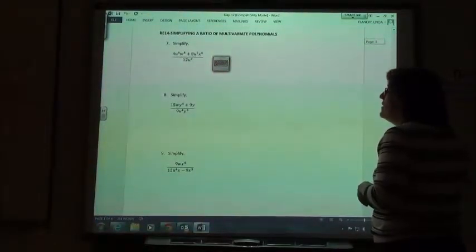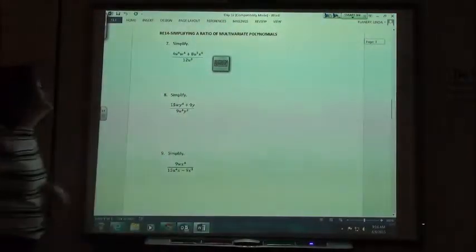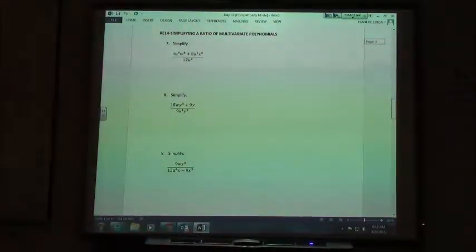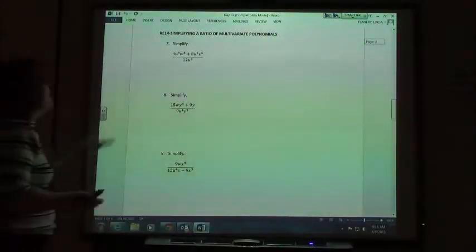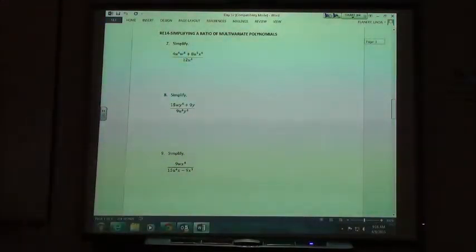7, 8, and 9 tell us to simplify our ratio of multivariate polynomials. Ratio, again, just tells me I have a fraction. Multivariate, there's more than one variable, and we've got polynomials up there. When I'm simplifying this, basically all I'm doing is reducing it down. I'm looking to see of all of my terms, what are my greatest common factors.